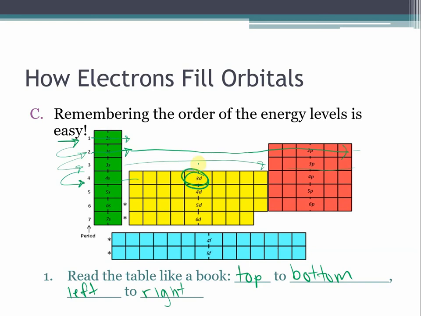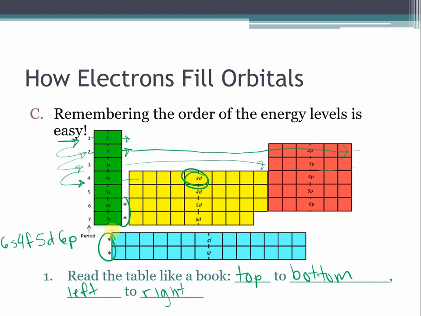So this is weird. Notice that it's true for all of the d orbitals. If they're in the fourth row, they are 3d. If they're in the fifth row, they are 4d, sixth row, 5d, and seventh row, 6d. That's a little weird. And then our f orbitals, remember, go in right here. So if we were to read the sixth row across, it would read 6s, 4f, 5d, 6p, which is a little awkward.